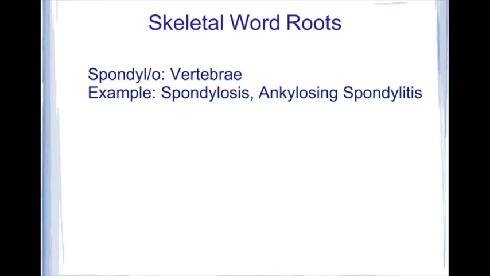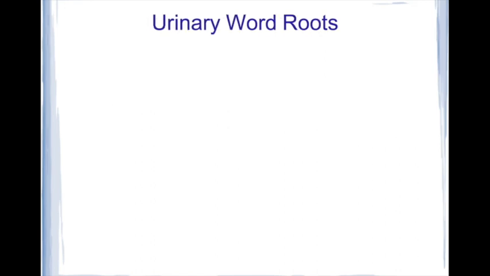All right, moving on to urinary word roots. Okay, cysto, like cystitis. We already talked about cysto a little bit earlier, right? With cholecystitis. Chole means bile, itis, inflammation.